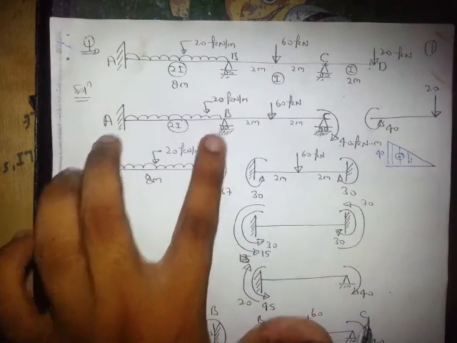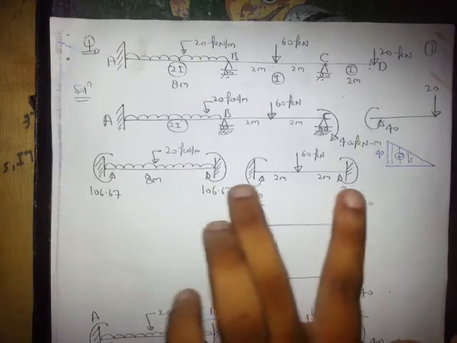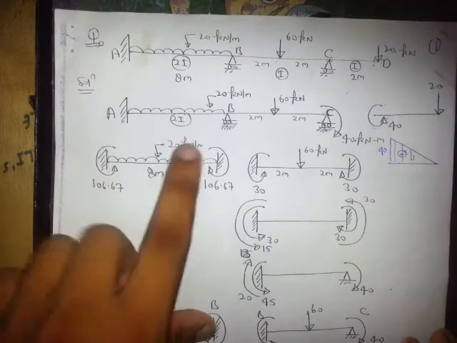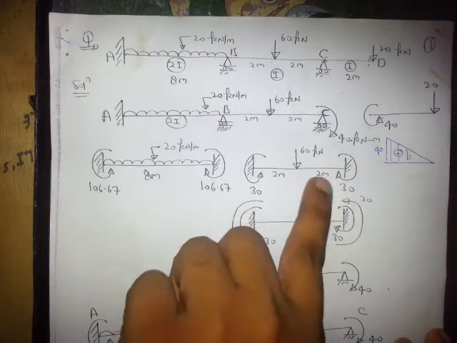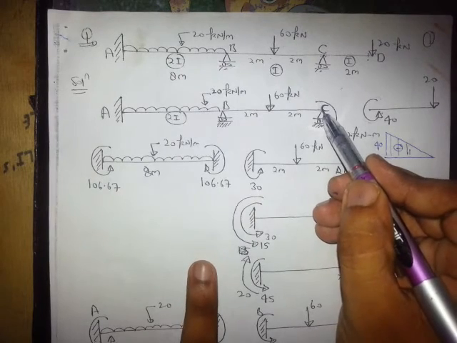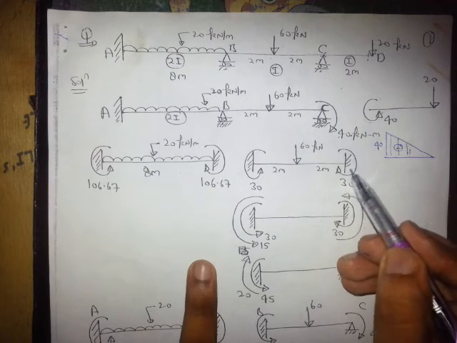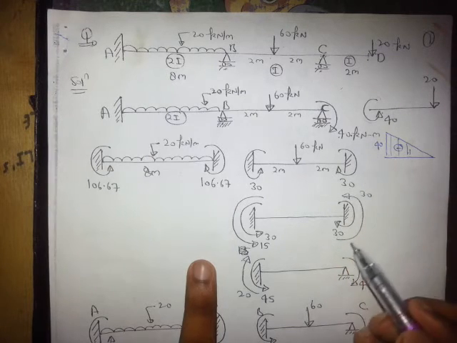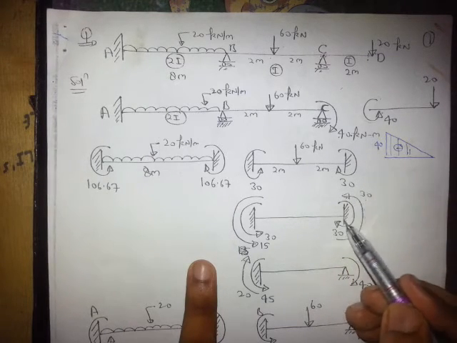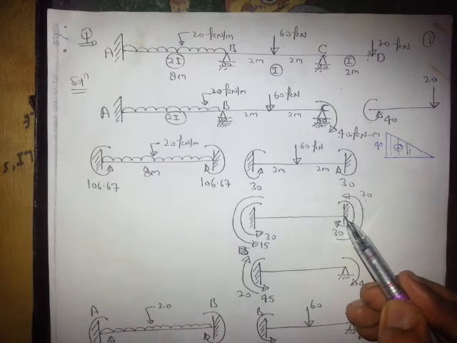Assume both ends as fixed. Assume this is fixed and this is fixed. Now calculate the fixed end moments, this and this. But dear friends, we know that this end is purely hinge, so this is 30, this is 30. I will apply the opposite 30. This is the opposite 30. Now it will become 0 and this end will become hinge.